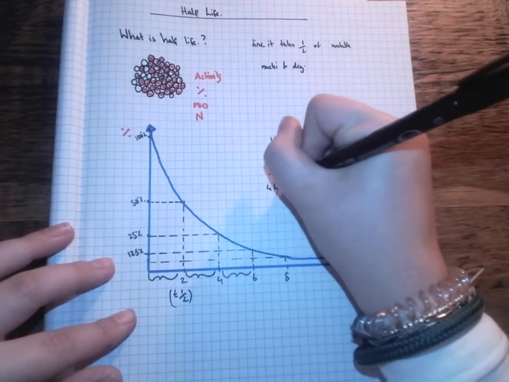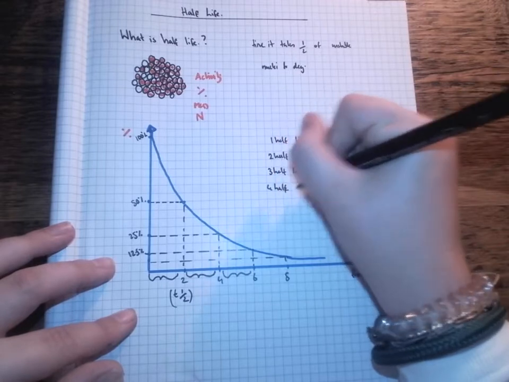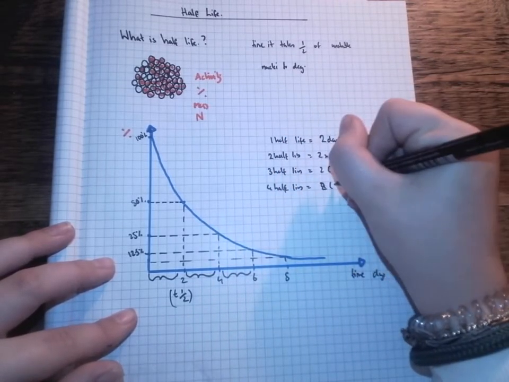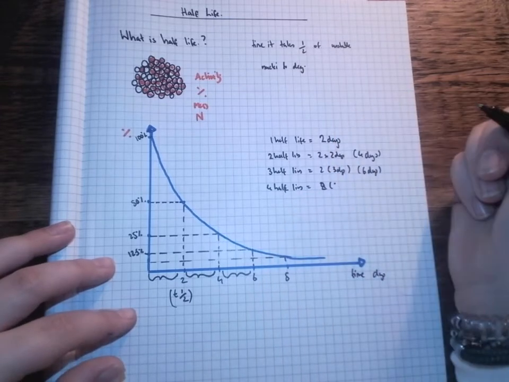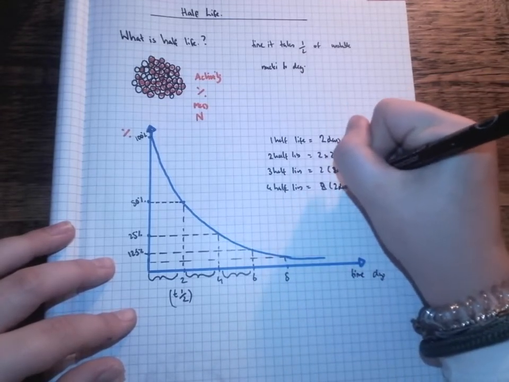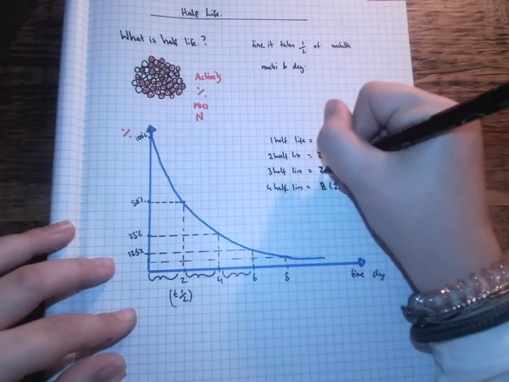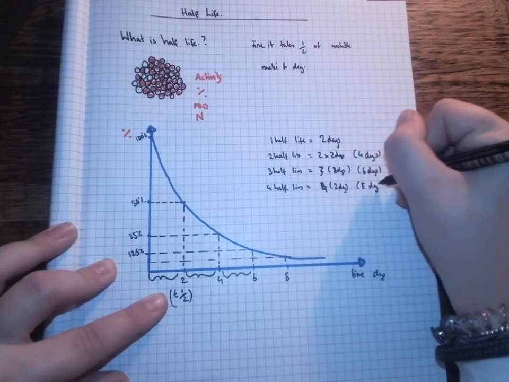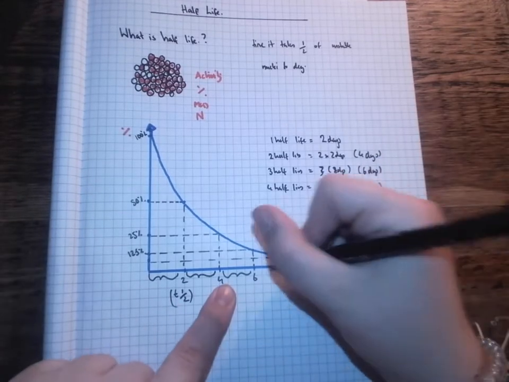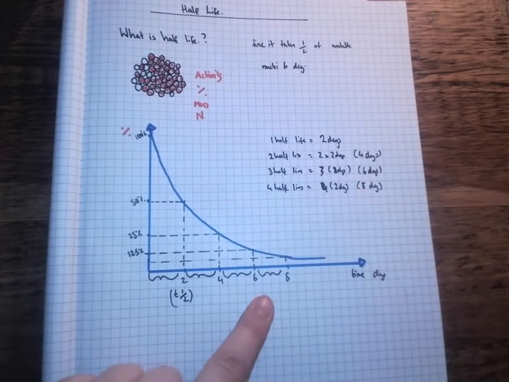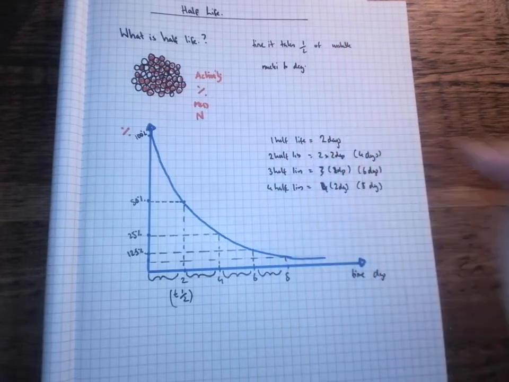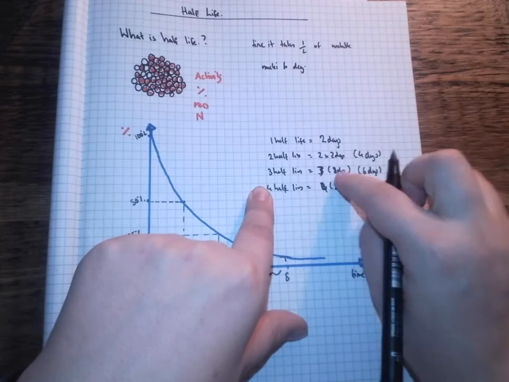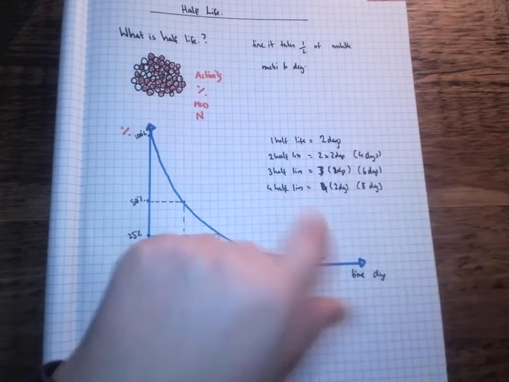So 4 half-lives would be 4 lots of that. That should be 4 lots of that, so that's taken as 2 by 8 days. In this case, we've had another half-life passing. So 1 half-life was equal to 2 days. 2 half-lives were 2 lots of 2 days. 3 half-lives was 3 lots of 2 days. And 4 half-lives was 4 lots of 2 days.